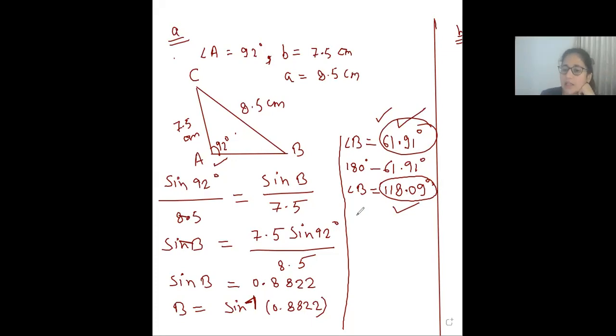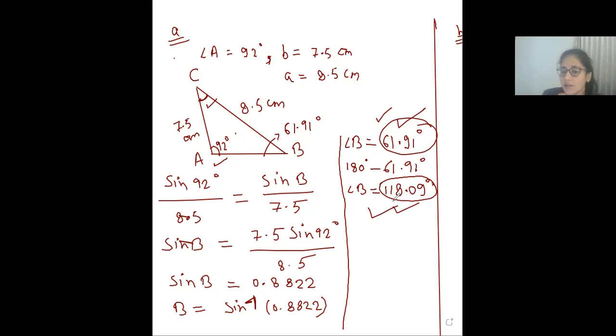From here only you can say that if angle B is 61.91 degree, then what will be the value of angle C? 180 minus 92 minus 61.91. That means you will get some acute value here. So that case is possible when angle B is 61.91 degree. Let's see the second case.